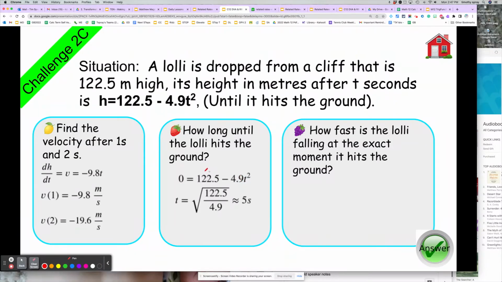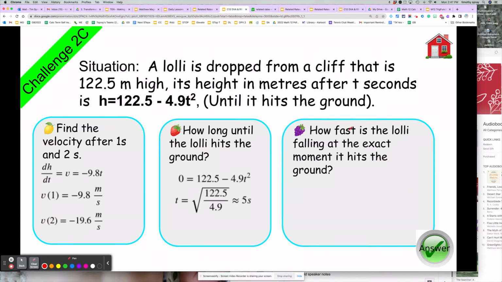So we're going to take the 4.9 to the other side, divide both sides by 4.9, and then square root it. Obviously, this would be plus or minus mathematically, but with our reasoning, we understand that the negative time or negative distance is not going to make sense here. So we just report it as 5 seconds.